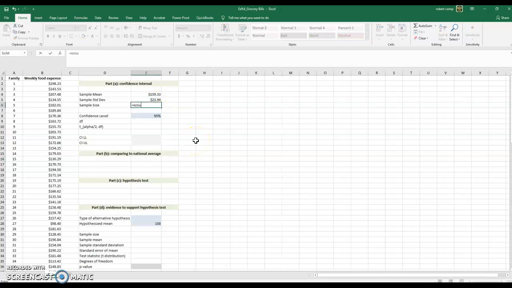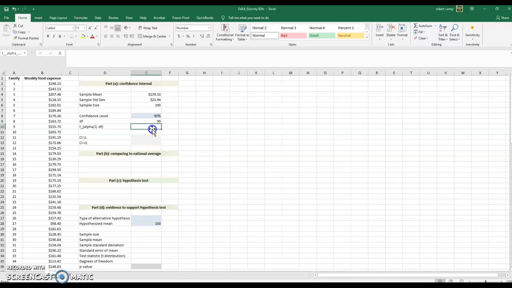So our sample size, we are just going to count. And we are going to count that weekly food expense. So we have 100 different samples of what we're looking at here. Our degrees of freedom is going to be our sample size minus 1, because we just have the one set of data. And now we're going to look at our t underscore alpha over 2 comma df for degrees of freedom. So we're going to calculate out our t value.